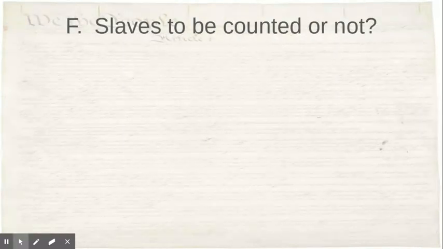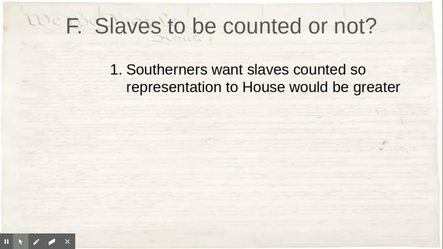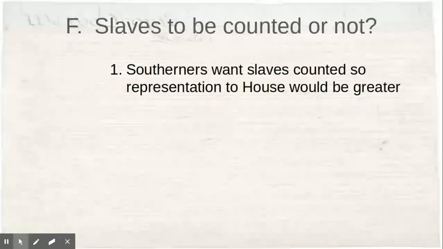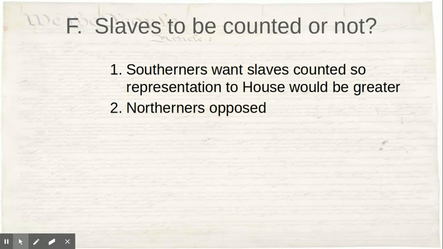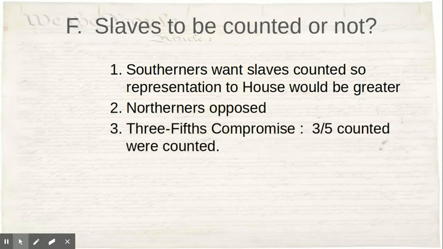The next debate was whether or not slaves should be counted in the population. Now you might think, well, obviously the North would want them to be counted. They were against slavery, but actually that would be incorrect. It was the South that wanted to count them, because if they counted them, what would they get? A bigger number. Yeah, it's a bigger number in the House of Representatives, and then they could use that to help protect slavery. So the South wanted to count slaves, while the North basically said, no, if you're not going to give them any rights, then you shouldn't be able to count them in your population. So the North was opposed.